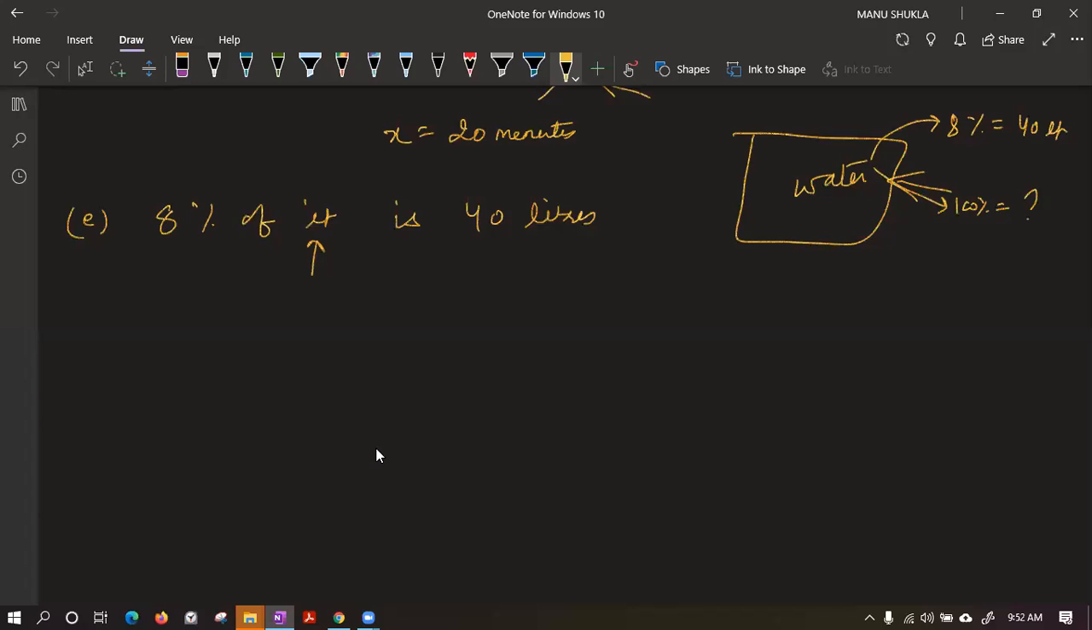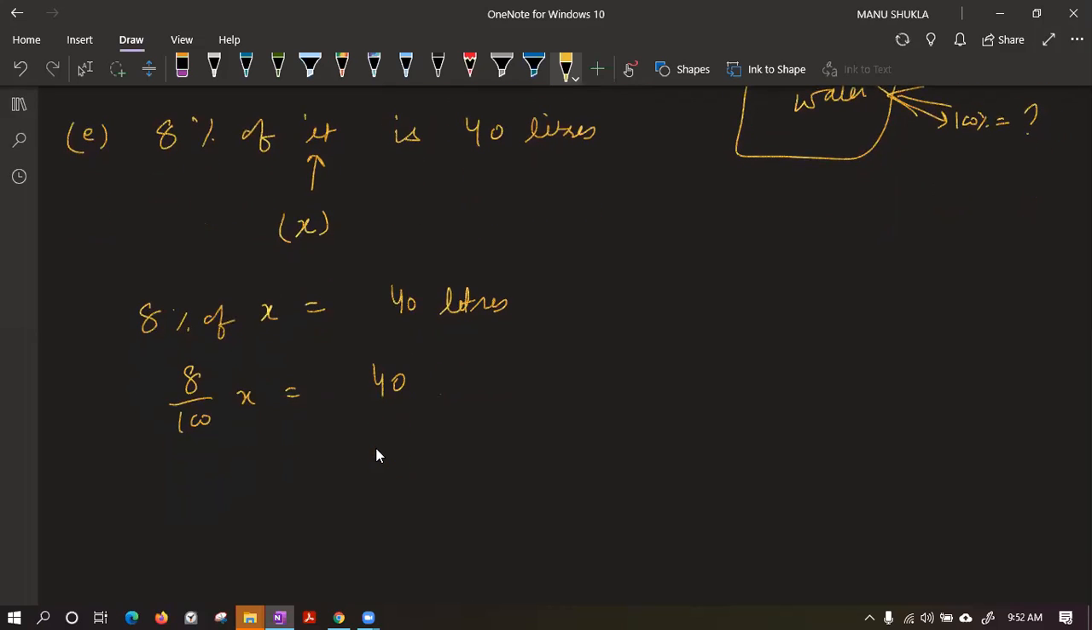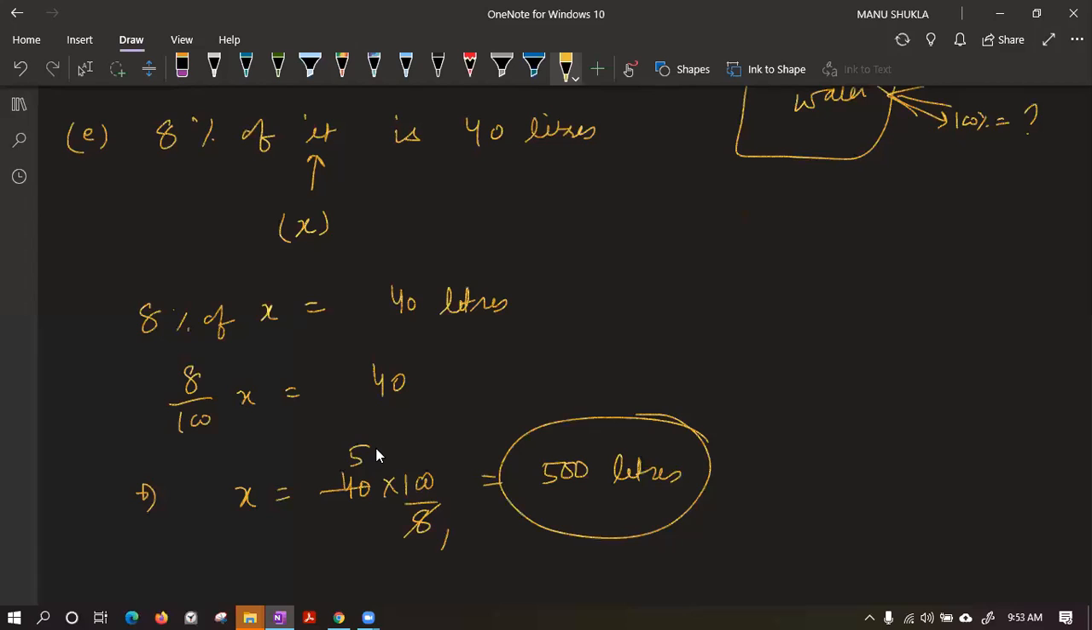Very easy. Again, you will say, let it be x. So 8% of x should be equal to 40 liters. And when you solve it, 8 by 100 of x is equal to 40. I told you not to cut zeros if they're not written directly. x is equal to 40 into 100 upon 8. 8 ones are 8, 8 fives are 40, so it is 500 liters. So this way we can solve such questions very easily.